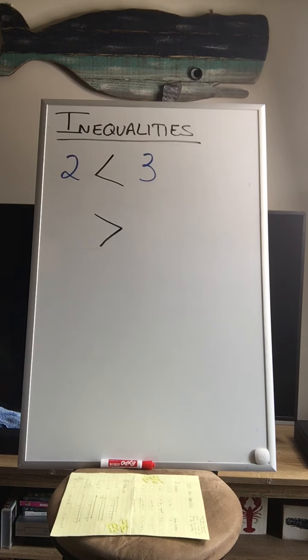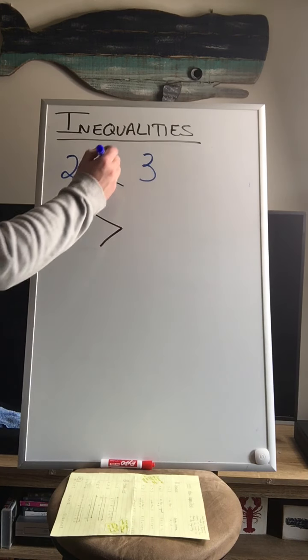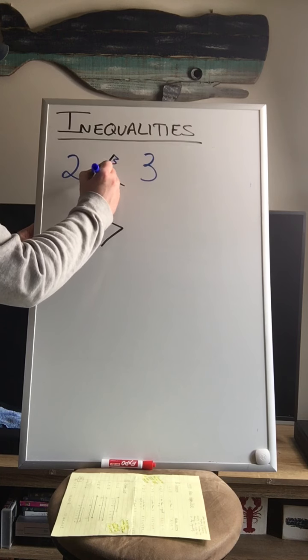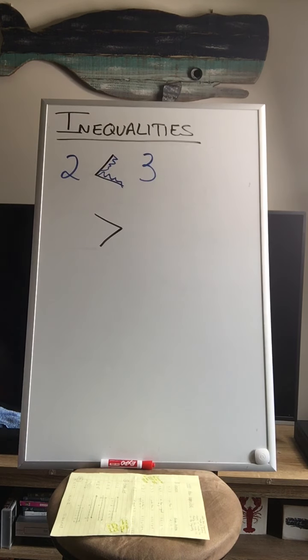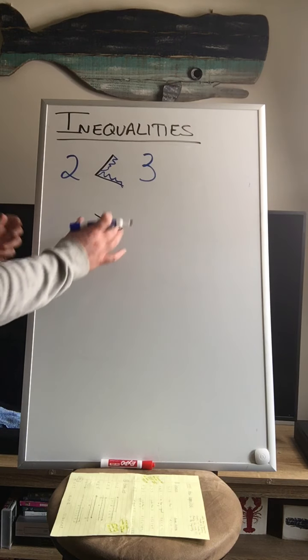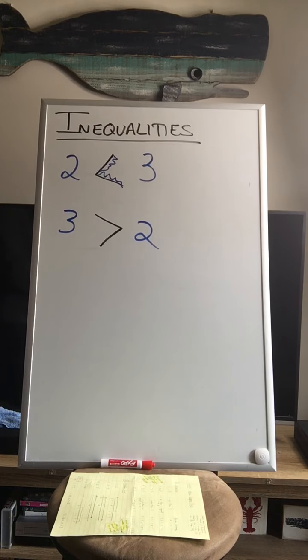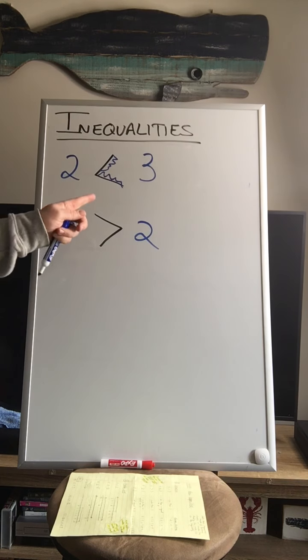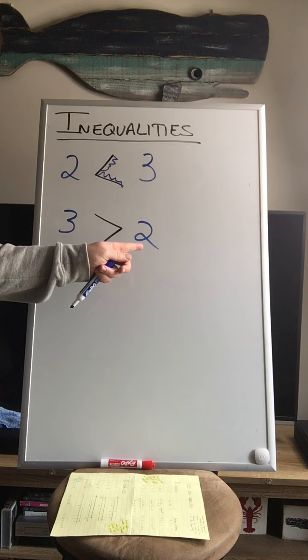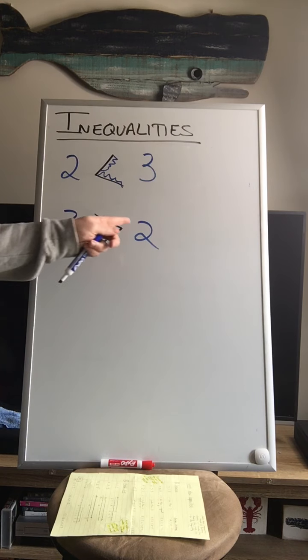You remember back when you were in elementary school or whatever, they always told you, the alligator eats the bigger number. Right? So if it's open this way, then the smaller number is going to be over there, so that this would read 2 is less than 3. Right? And we could put it reversed. If we reverse it, then the 3 has to go over here, and the 2 has to go over there, right? 3 is greater than 2, right? 3 is greater than 2.